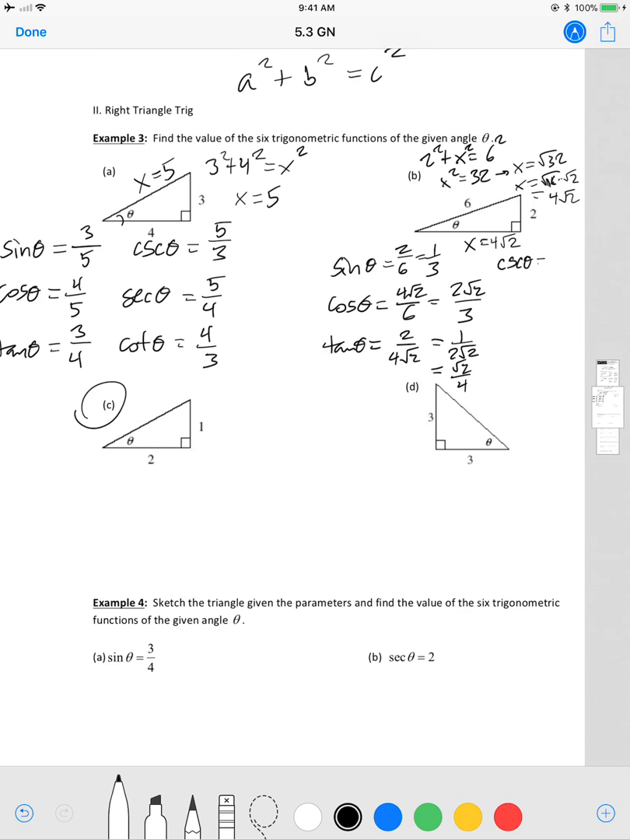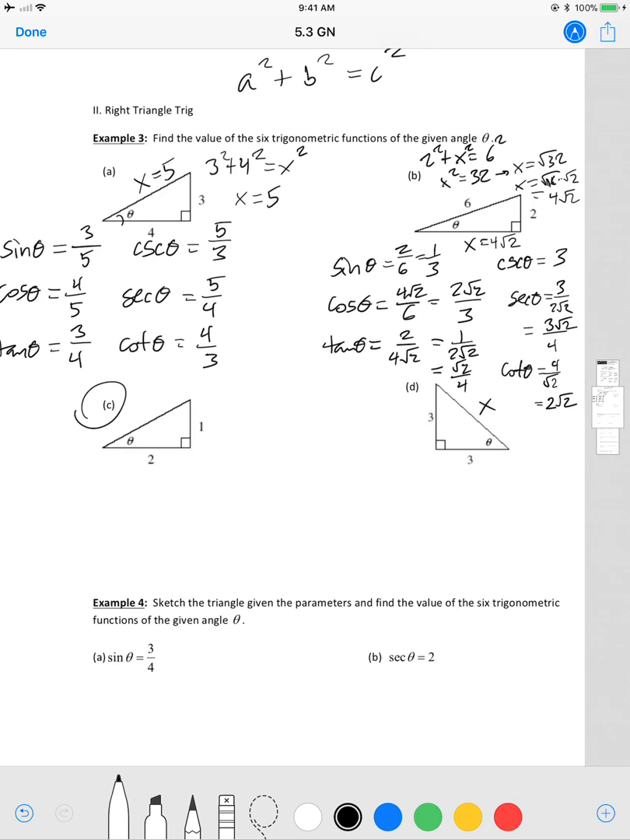And then the other 3 are just these flipped. So 3 over 2 radical 2, rationalize the denominator, and I get this, and then cotangent 4 over radical 2. Rationalized is 2 times the square root of 2. Okay. Again, try letter C on your own. I'm going to do letter D for us now.